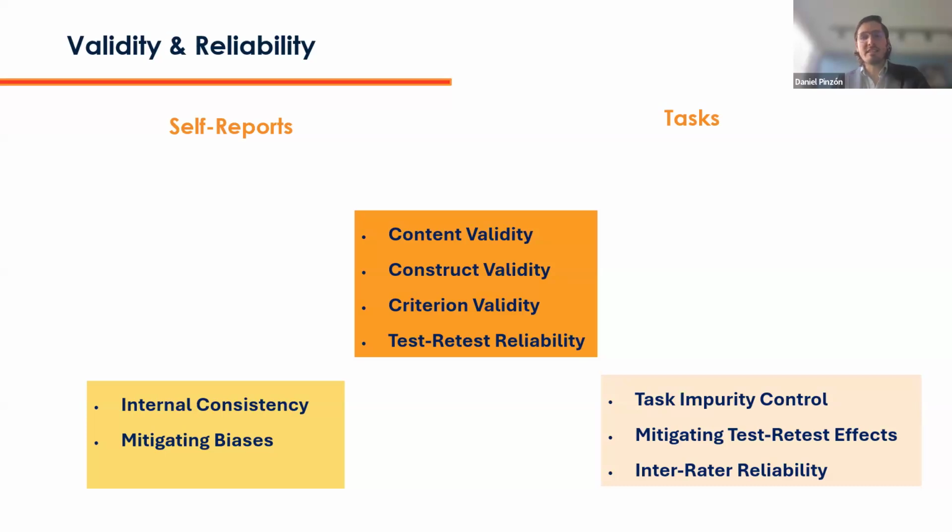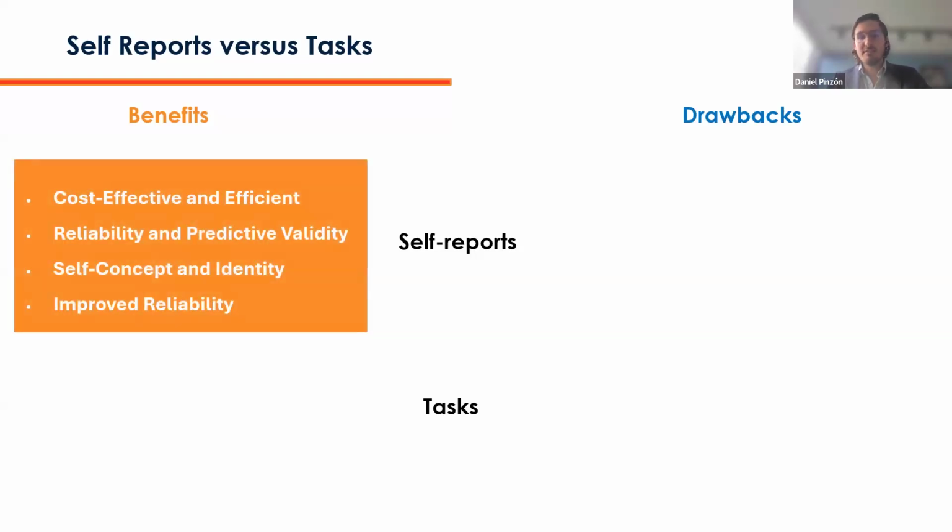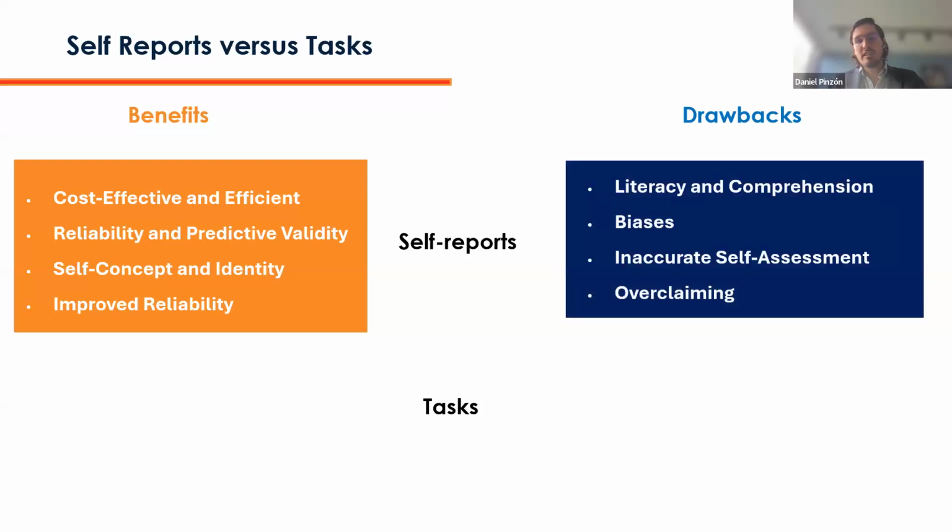Achieving this rigor requires iterative refinement. For instance, in validating the skills profiling tool, we improved translations, dropped poorly performing items, and adjusted task difficulty based on real-world testing and pilots. What we have learned is that both self-reports and tasks have unique strengths and inherent trade-offs. Self-reports, for instance, are cost-effective and efficient, allowing us to gather data quickly at scale. They are particularly powerful for tapping into constructs rooted in self-concept, and when designed thoughtfully, they achieve strong reliability and predict real-world outcomes. But self-reports are imperfect.